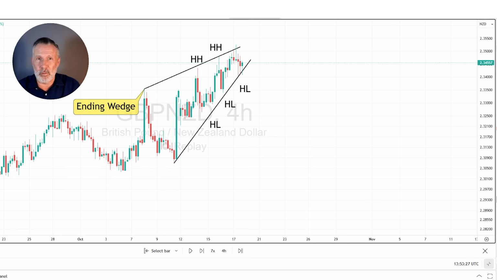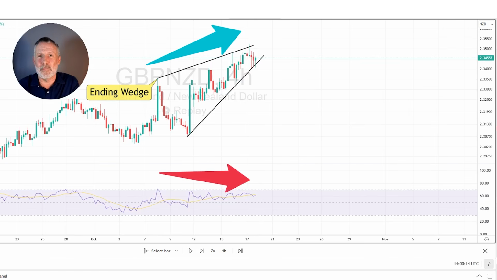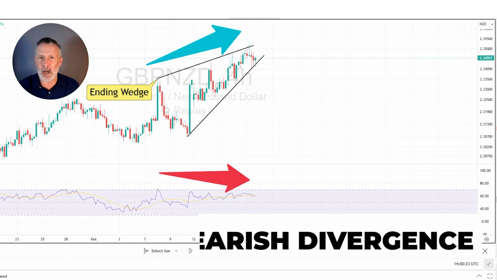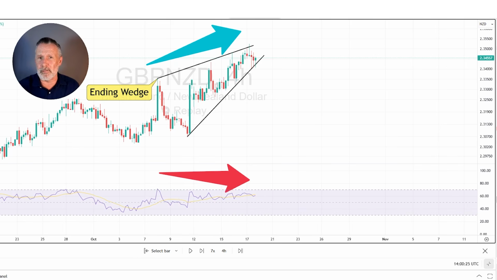Unwise retail traders will often continue to buy purely based on higher highs and higher lows. Price will continue to make new highs, but momentum indicators will fail to keep up the pace. This highlights bearish divergence and it shows the underlying weakness of the current rally.